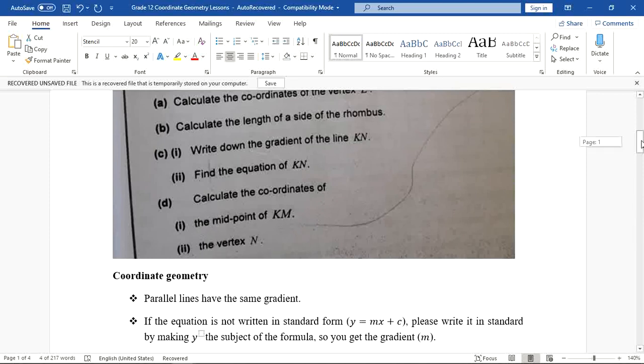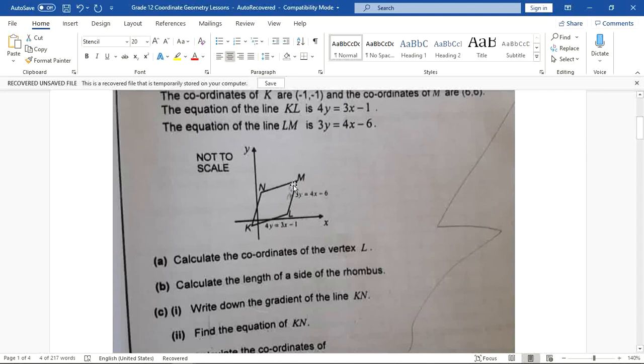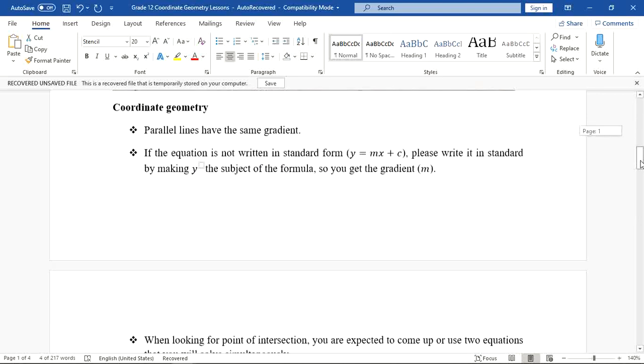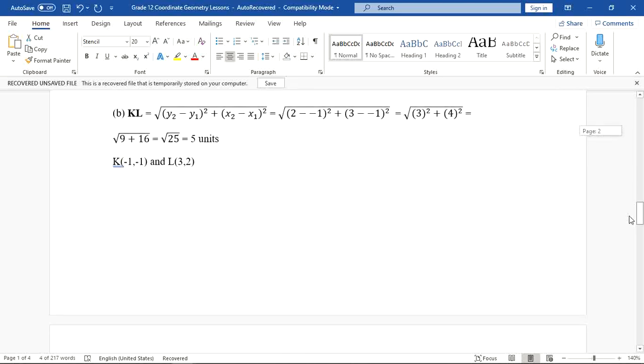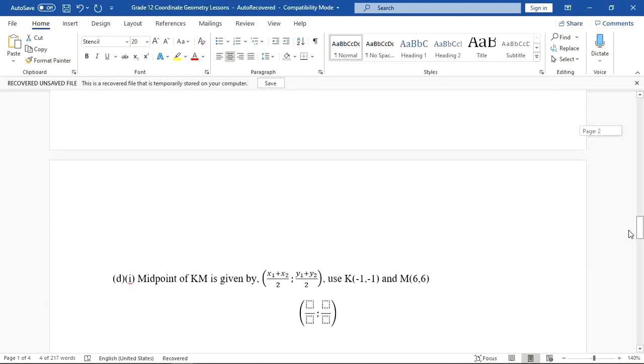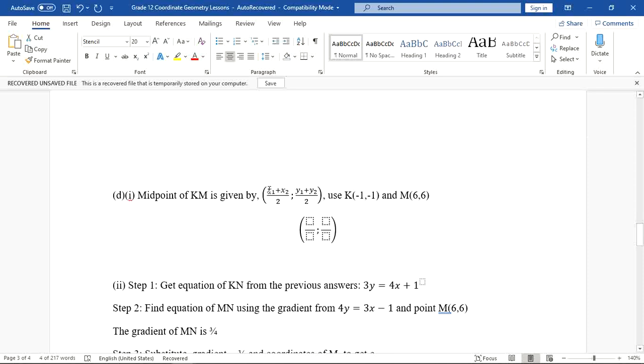Now to find the midpoint, we are already given the coordinates of K and the coordinates of M, so we simply need to substitute this into the midpoint formula. The midpoint formula says you add the x parts together, then you divide by 2, and you add the y parts together, you divide by 2. I hope you know why we are dividing by 2, because we are finding the midpoint. Alright, so without wasting any time, let's substitute.